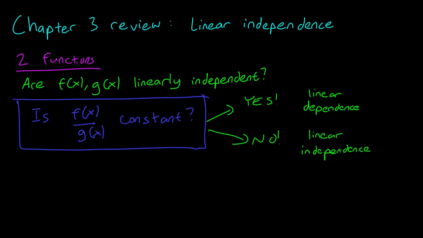One way to remember this is that if f(x) over g(x) is constant, this means that f(x) is a constant multiple of g(x), and this implies a very close relationship. So linear dependence simply means that the functions are very similar to each other. That's more or less what it means. So if the ratio is a constant, it means one's a multiple of another, and that is a very strong relationship, and so they depend on each other.